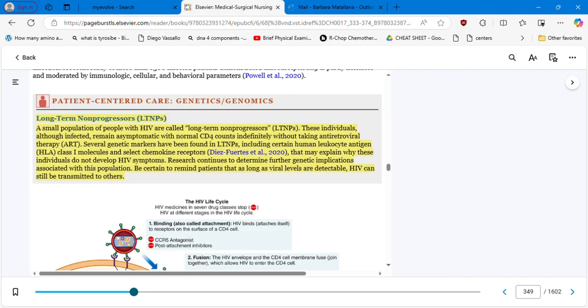Please be certain to remind patients that as long as viral levels are detectable, HIV can still be transmitted to others. That's a very important statement, because at the beginning of the condition, maybe the viral load is not going to be detectable in the blood work. You have to wait a certain number of weeks after being exposed to the virus. So remember, as long as viral levels are detectable, HIV can still be transmitted to others.